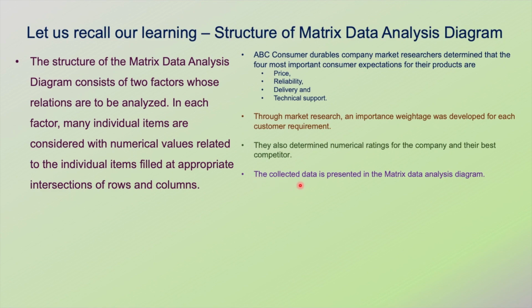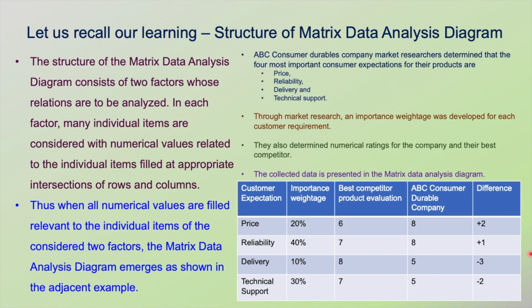So with all the information, the matrix data analysis diagram is prepared. So this is the matrix data analysis diagram. So all the numerical values collected are filled relevant to individual items. So these are all the 4 requirements, and the matrix data analysis diagram emerges like this. So what do we see? Price, which is having an importance weightage of 20%, reliability having an importance weightage of 40%, delivery having an importance weightage of 10%, technical support having an importance weightage of 30%.